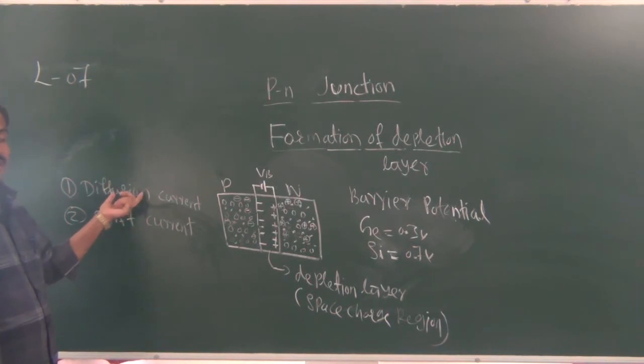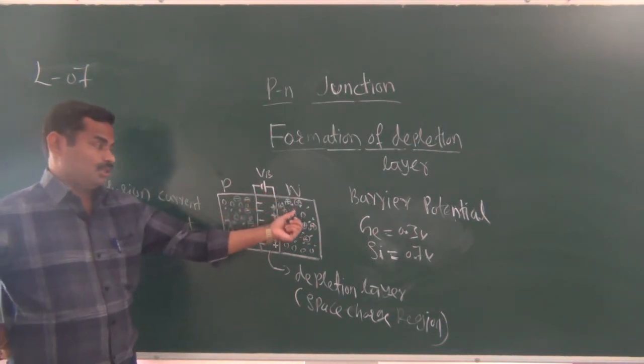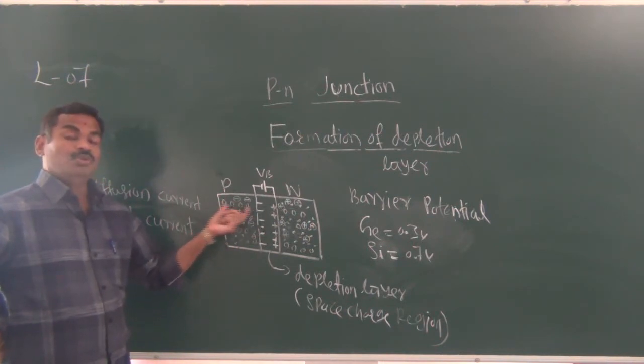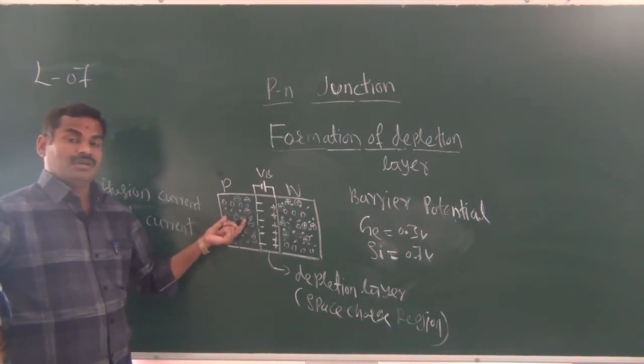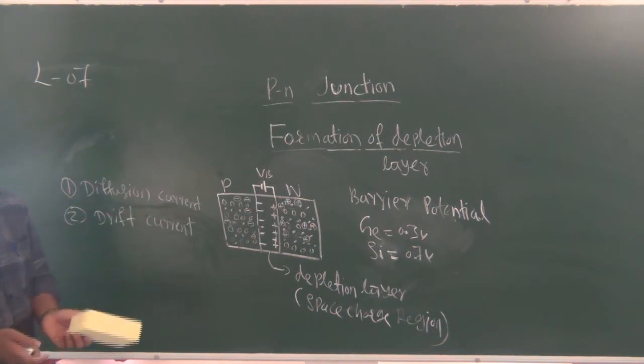Diffusion current is because of the concentration gradient. Drift current is because of the barrier potential. It means the minority carriers in the N-type semiconductor and the minority carriers in the P-type semiconductor will move. That movement of holes and electrons is the drift current. This is about the importance of the depletion layer and the formation of the barrier potential.